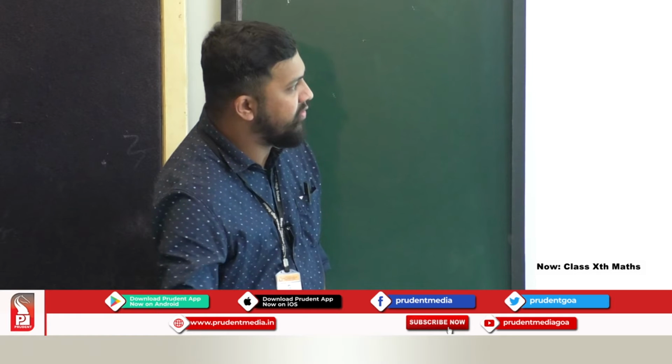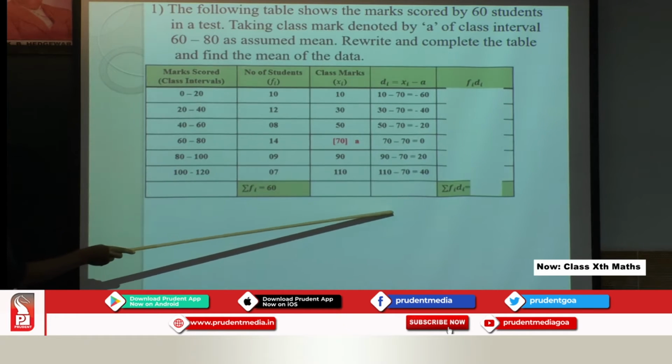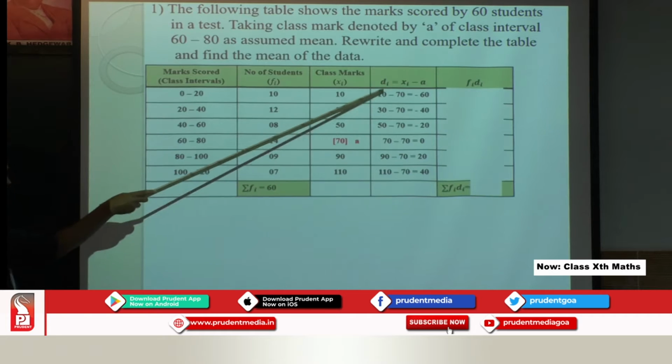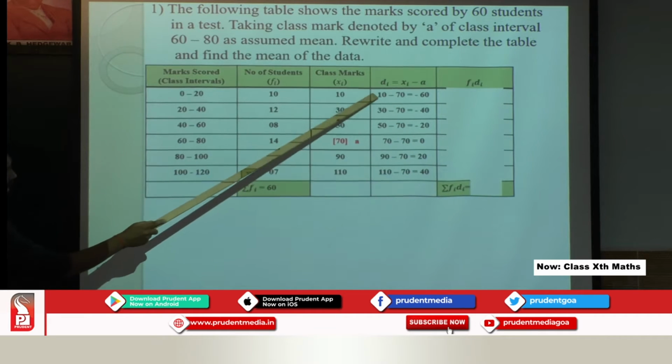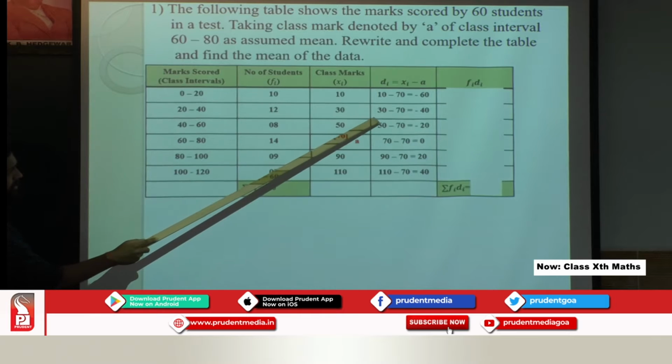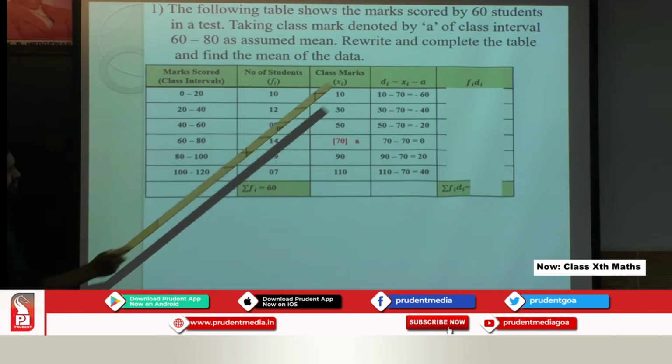In this way, you can find all the remaining ones. You can see here, in the first column, I have shown you the calculation. It is not necessary to show all this subtraction here. You can directly write down the answer. So 10 minus 70 is minus 60, 30 minus 70 is minus 40, 50 minus 70 is minus 20.